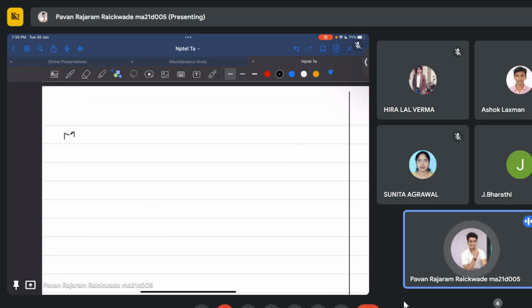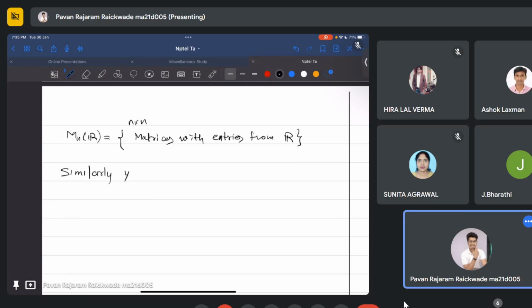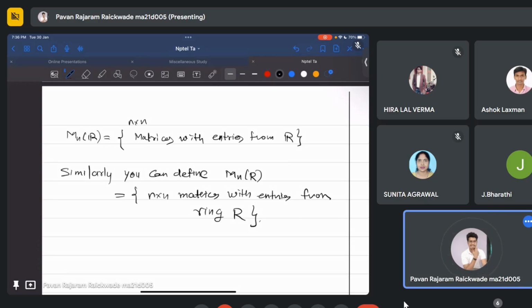You have the matrices. What is M_n(R)? This is the set of all n cross n matrices with entries from the real field. Similarly, you can define M_n(R) over a given ring R, which is the set of all n by n matrices with entries from the given ring R. This ring can be any ring.